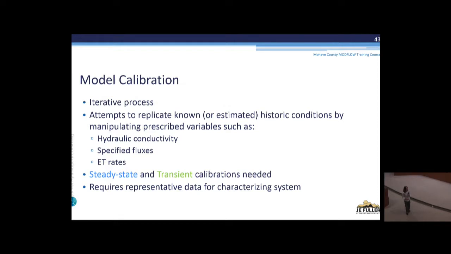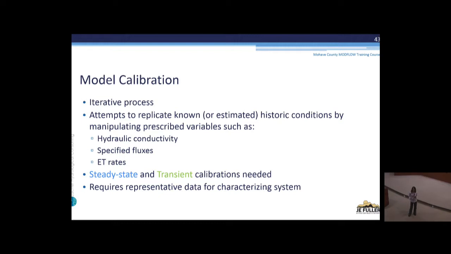And model calibration, I talked about this a little bit before, but it's an iterative process, and it attempts to replicate known or estimated historic conditions by manipulating prescribed variables such as conductivity, specified fluxes, ET rates. It's an arduous process. It's sometimes done manually, trial and error. I think the permeability or the conductivity is between 10 to the minus 6 and 10 to the minus 4. I'm going to plug that in and see what happens. Oh, it turns out it's 10 to the minus 2. I'm going to try that. Back and forth until you settle on some solution. That's a very hard way to do it.